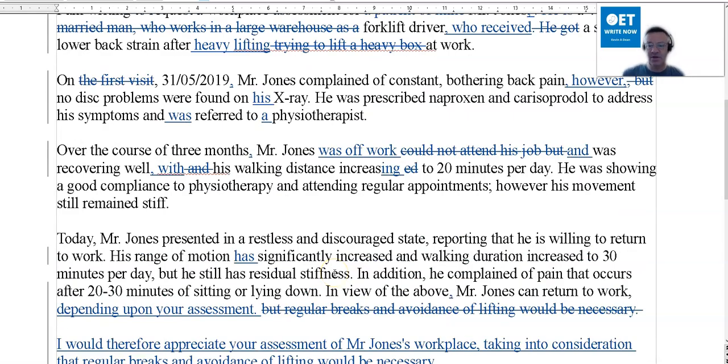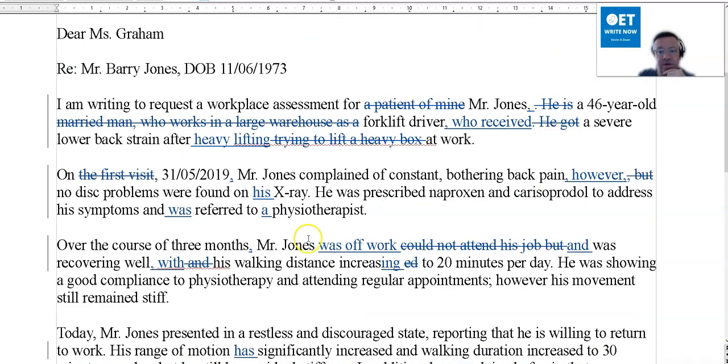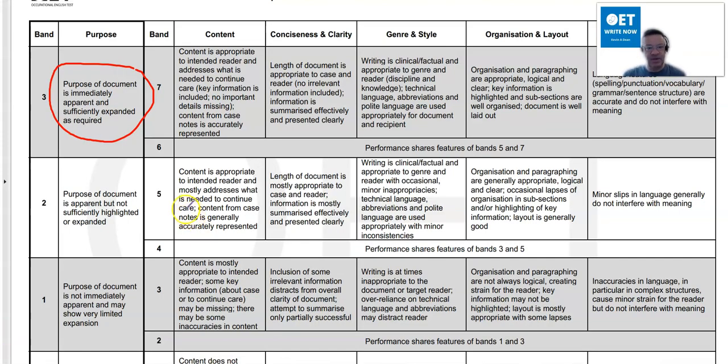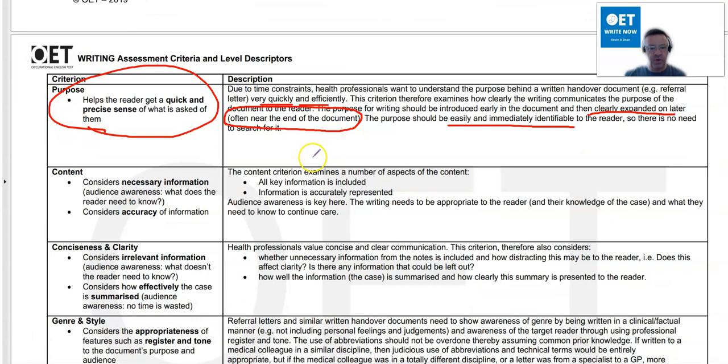I don't have time to rewrite the whole thing now. Matter of fact, I'm going to have to get off. I've got 4 minutes before my next lesson. So here we go. I would make that purpose nice and concise. Yeah, I am writing to request, to update, to discharge, refer, patient, 46-year-old, name of patient, blah, blah, blah, whose symptoms are, who received. So you could do that in a single sentence. And that's keeping the criteria, yeah? Whether it says immediately, apparent, quickly, efficiently.